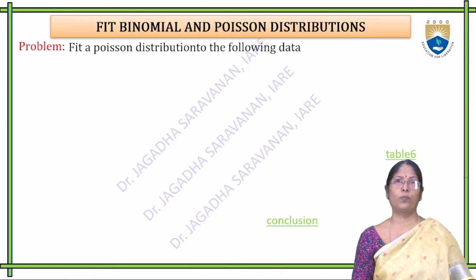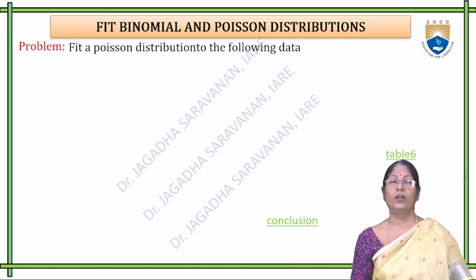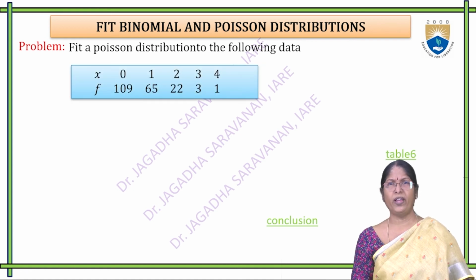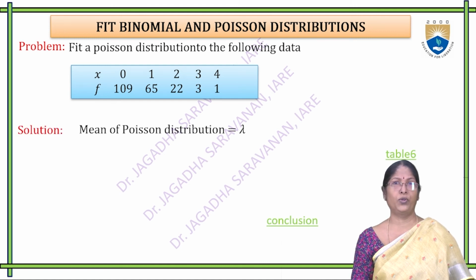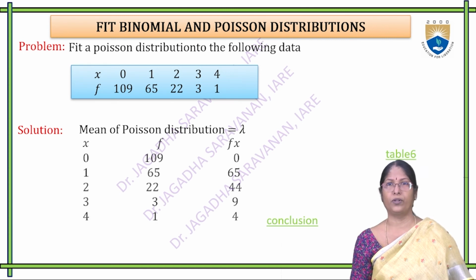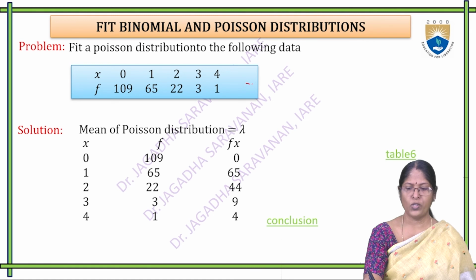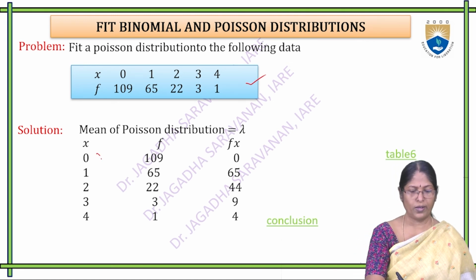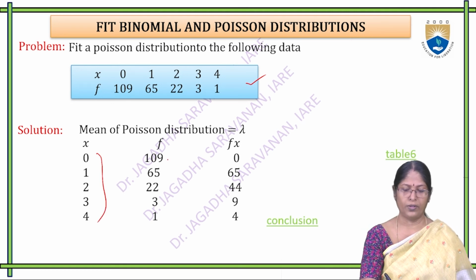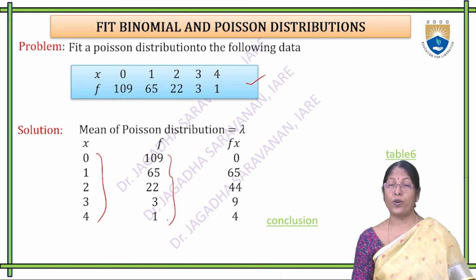The next problem: fit a Poisson distribution to the following data. When x equal to 0, 1, 2, 3, 4, the frequencies are 109, 65, 22, 3 and 1. Solution. The mean of the Poisson distribution is equal to lambda. What is given horizontally, we have written vertically, that is 0 to 4, and here 109, 65, 22, 3, 1.